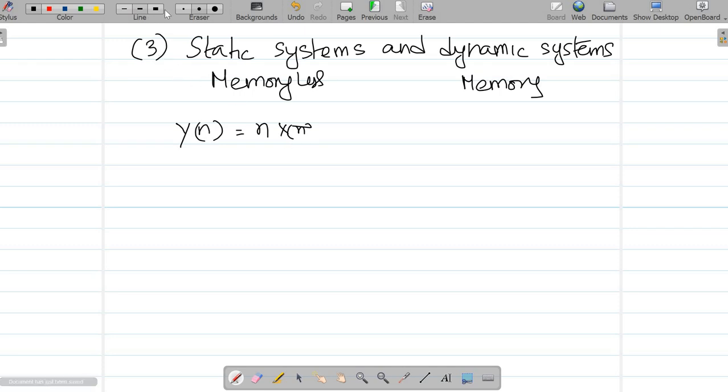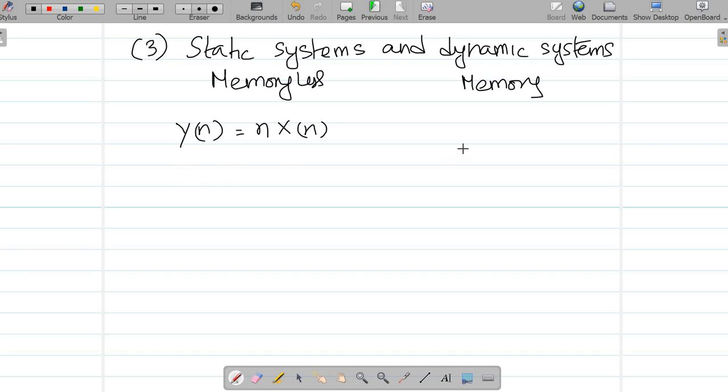Now you can very well notice that y of n is dependent just on x of n, and that too only on the present value. It is not dependent on the future value or on the past values of the input. So a system whose output is dependent only on the present value of the input is known as a static system.